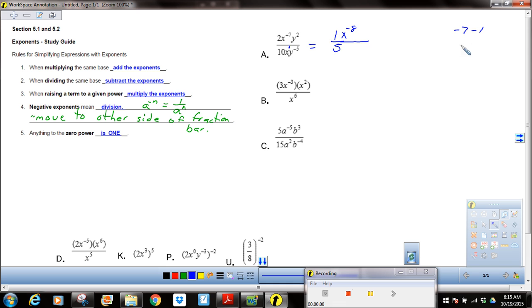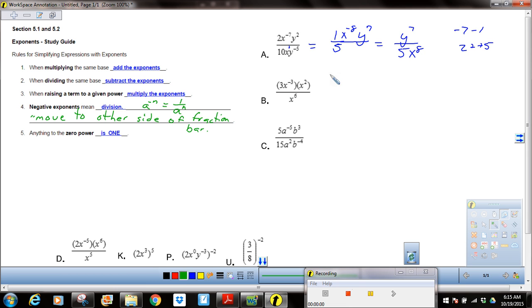and then y to the 2nd divided by y to the -5th. You'll have to subtract the exponents. We get y to the 7th. Because this one has a negative exponent, I will move it to the bottom of the fraction bar. And we end up with 1 times y to the 7th, divided by 5. And this x to the 8th is coming to the bottom. Make sure that you write it with a positive exponent after you move it.